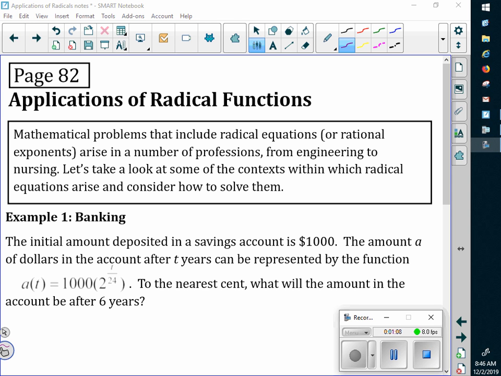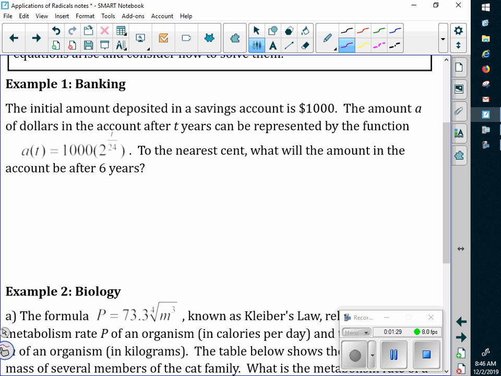Mathematical problems that include radical equations or radical exponents arise in a number of professions, from engineering to nursing. Let's take a look at some of the contexts within which radical equations arise and consider how to solve them. Okay, let's take a look at this one. Banking. The initial amount deposited in a savings account is $1,000.